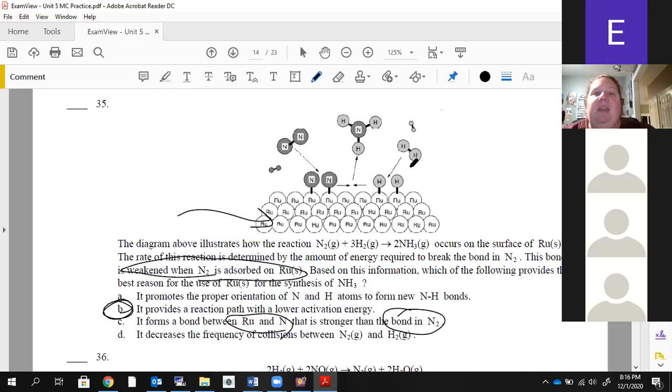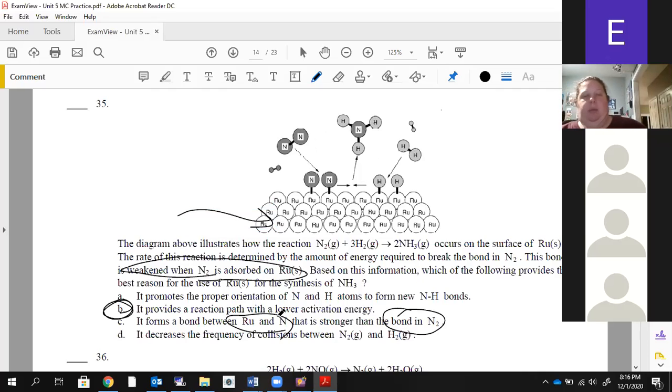So by making this bond a little bit weaker, we're lowering the activation energy basically for this reaction. We're saying that we need less energy to be able to make that reaction happen. It might still be that that bond in N2 is still way stronger than the ruthenium nitrogen bond. It's just that if we lower that activation energy enough, it allows the rest of the reaction to occur.